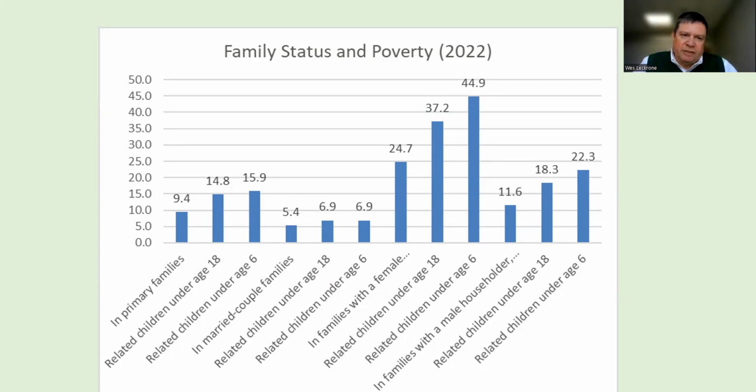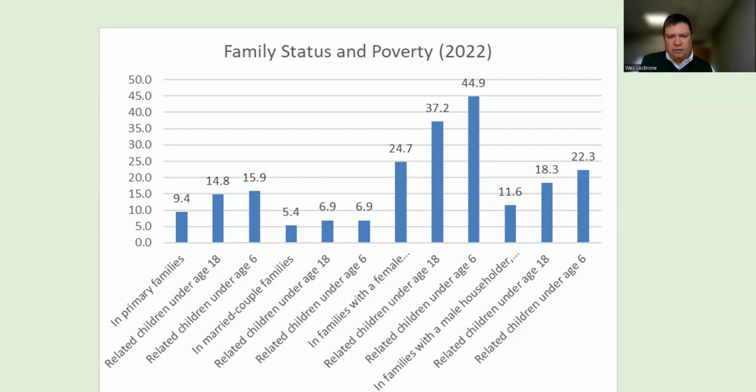So in primary families, about 9.4%, which you can see from the other stuff is a little bit lower than the national average. Children in a family, in their primary family that are under age 18, about 14.8%. And as we'll see with all of these other statistics, when you have children under the age of 6, you'll see that the poverty rate tends to rise in families.